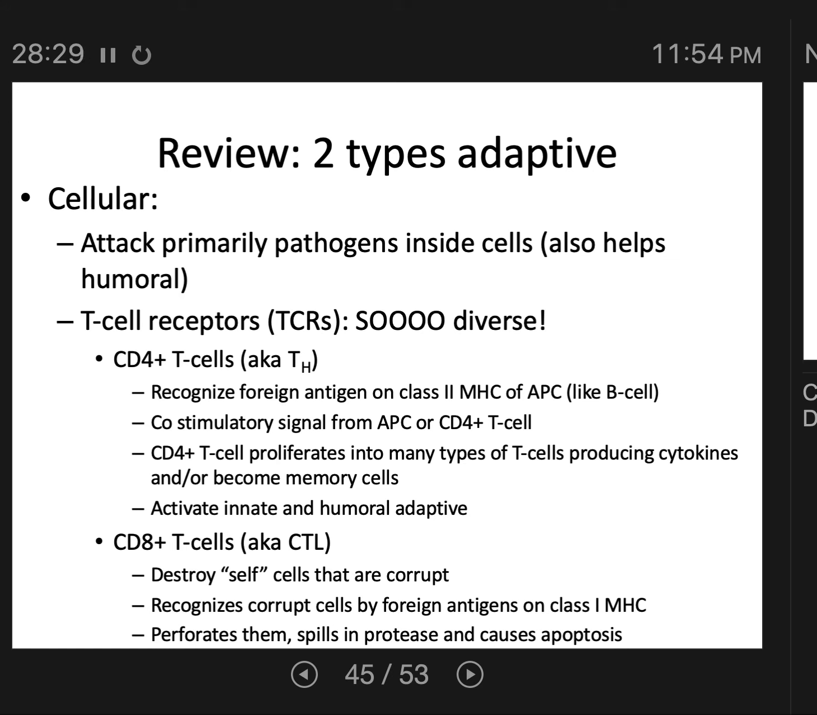So what they do is they recognize, and they'll also assist, you'll find later, they will also assist with the innate immune system. So they basically help out with all the different branches of the immune system. That's why they're called helper T cells. So those are the CD4 plus T cells.